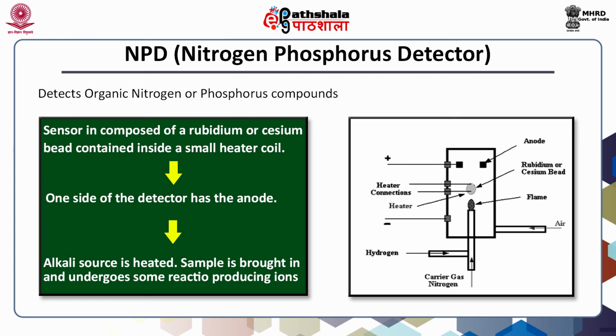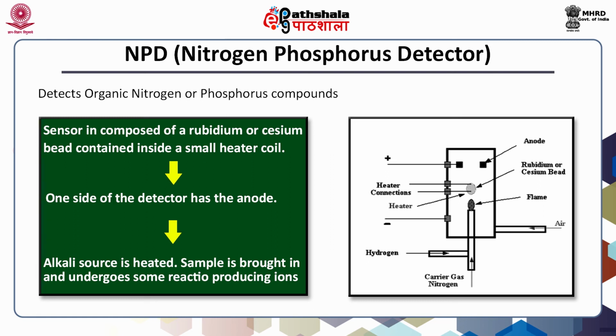This detector is again a sensitive detector, and it is generally used for compounds containing nitrogen and phosphorus. The sensitivity of the detector is about 10 raised to power minus 12 grams per ml for phosphorus and 10 raised to power minus 11 gram per ml for nitrogen. So, this was about the different types of detectors.